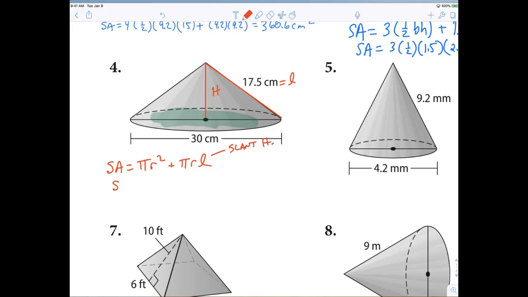Very good. Surface area is equal to pi times 15 squared plus pi, very good, thank you, Carly, 15 times 17.5. So multiply that out. Somebody tell me approximately. 1,500 what? And then we would say centimeters squared.